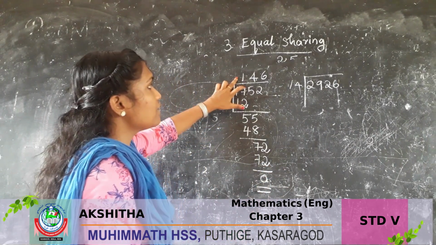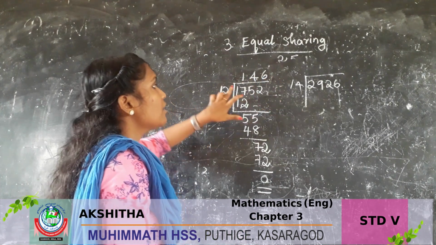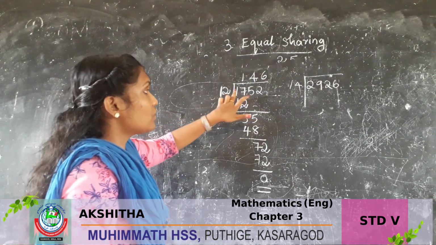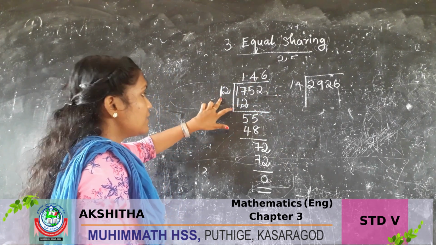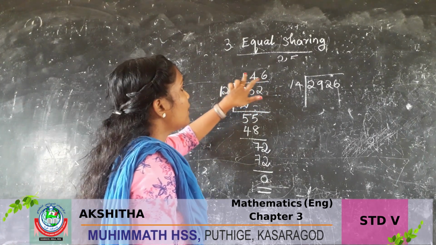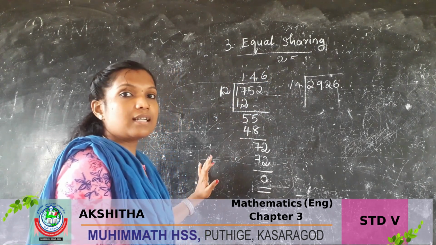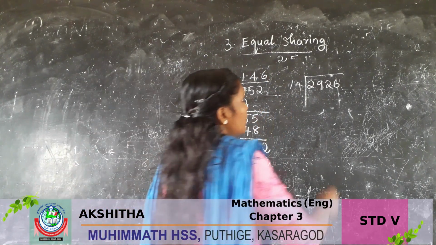We got here answer 146. When 1752 rupees divided among 12, each will get 146 rupees. Is it clear? Look at the next one.